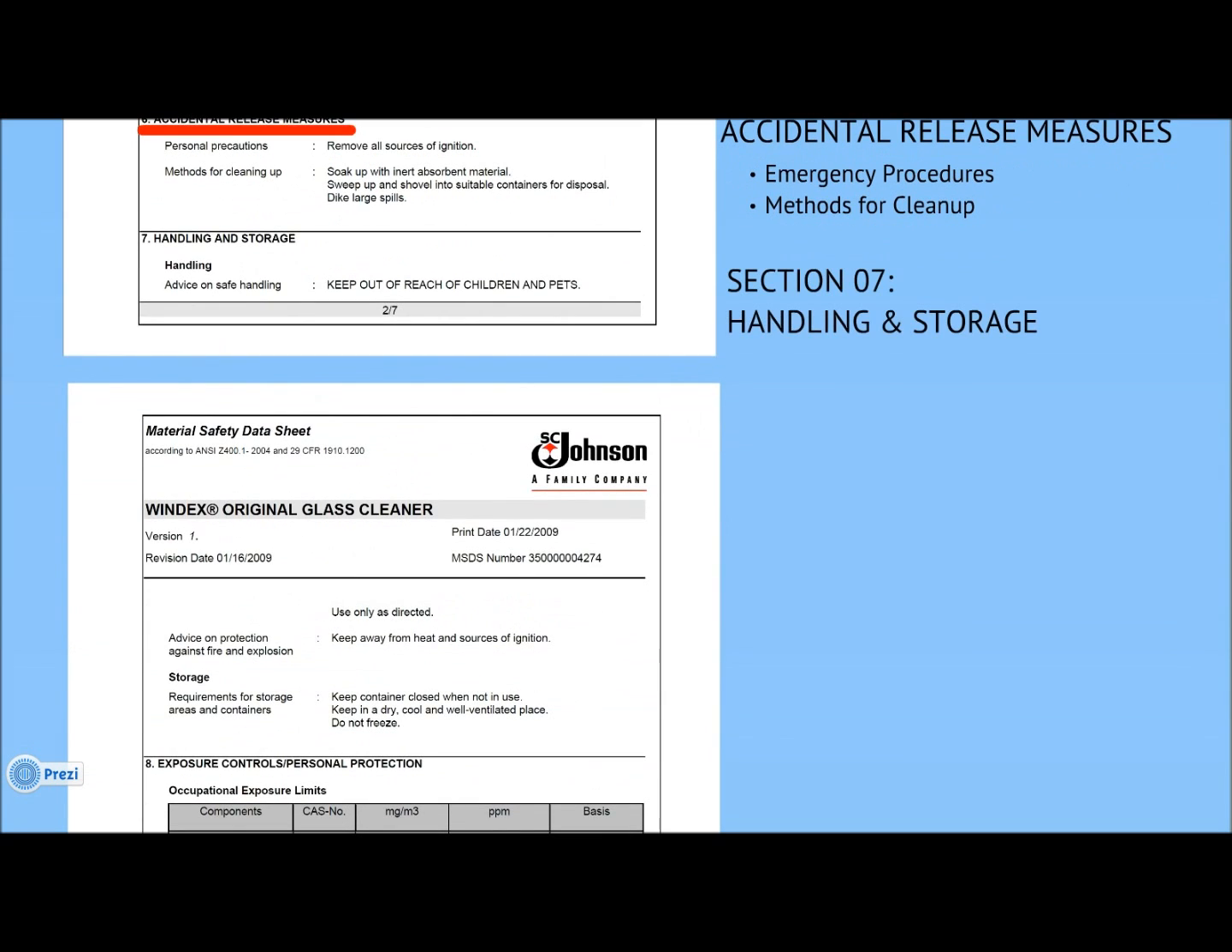Section 7, Handling and Storage. This section provides guidance on the safe handling practices and conditions for safe storage of chemicals. Required information consists of precautions for safe handling, and recommendations on the conditions for safe storage, including incompatibilities, such as where not to put the product.